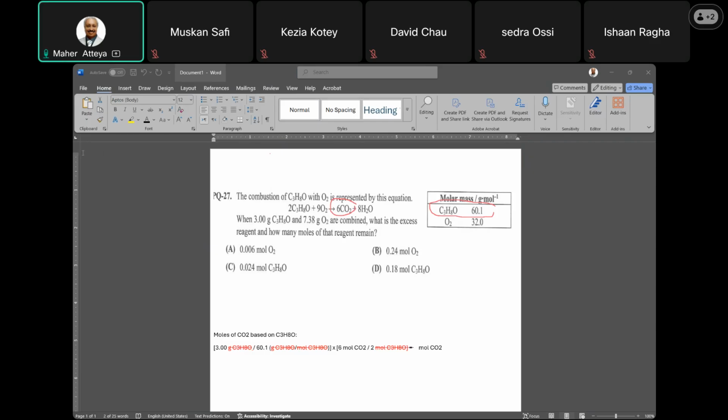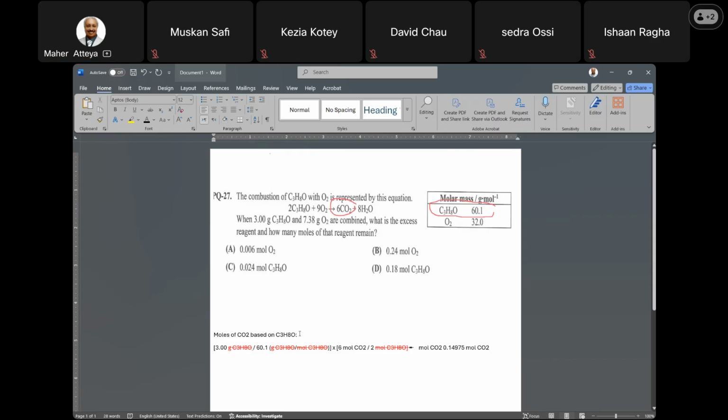Let's copy this one here. Then I'll look at the sig figs later on. The sig figs for all of it is 3, because all the values have 3 sig figs. So we'll come back and do this. So this is moles of CO2, the moles of CO2 based on C3H8O.